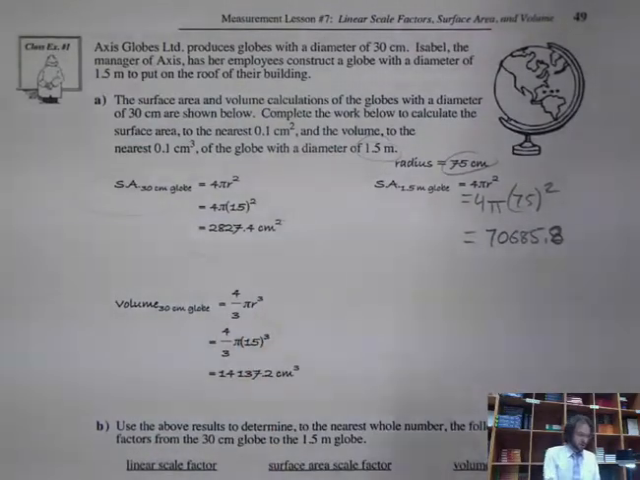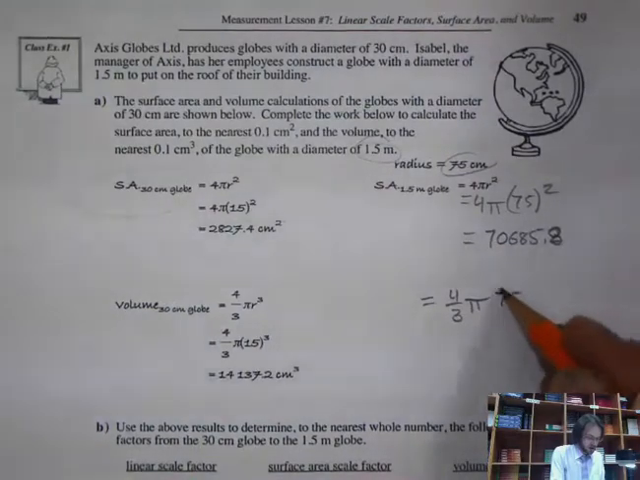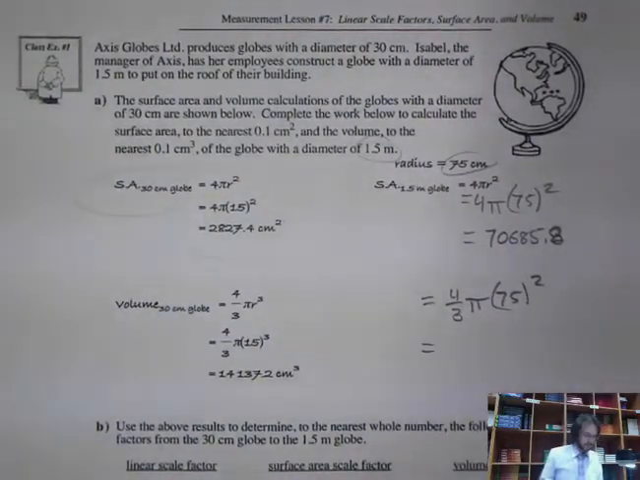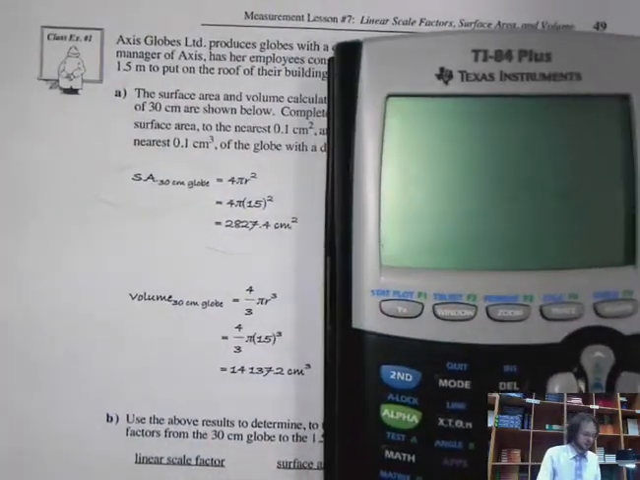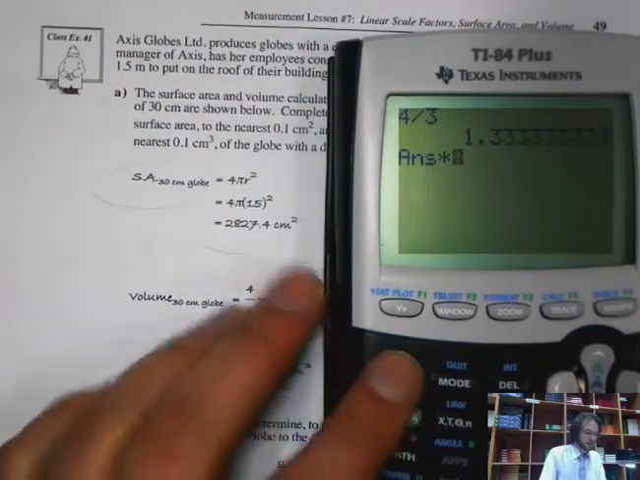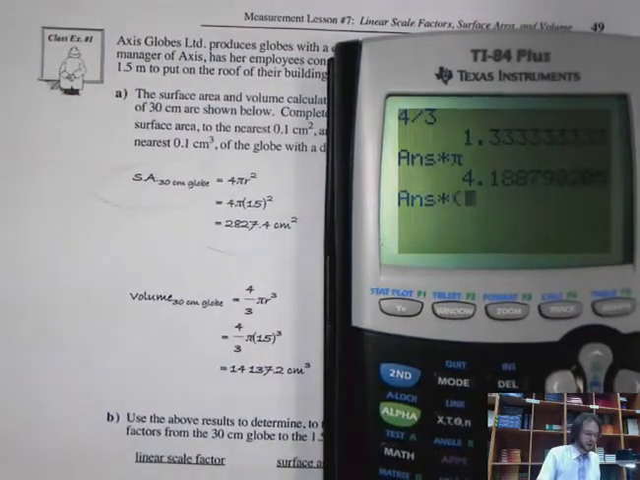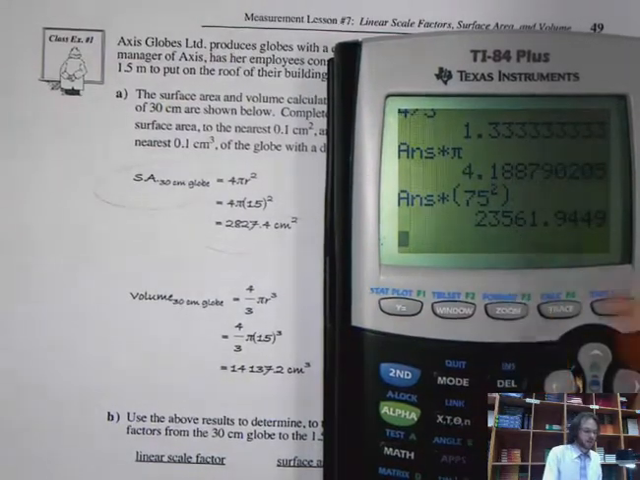We're looking at volume. So, we have 4 over 3 pi, and we have 75 cubed. So I'm going to plug that into my calculator. This one I don't have already plugged in, so I'm going to plug it in myself right now. I'm going to push 4 divided by 3, enter, multiply by second pi, enter. Then we want to multiply this by 75, and we're going to square it, which will give me this.